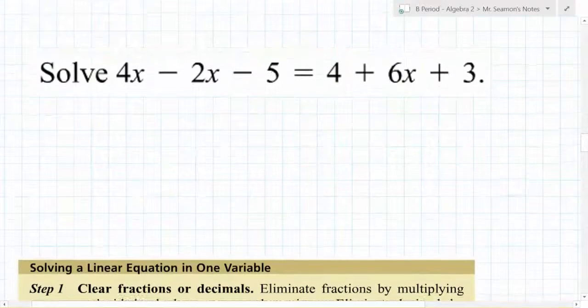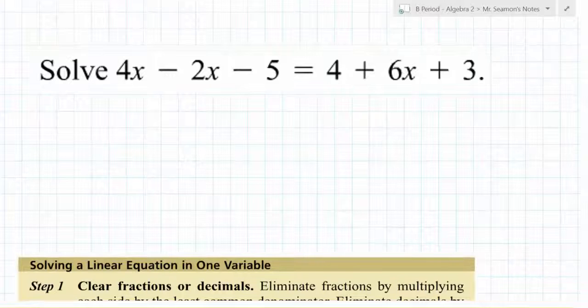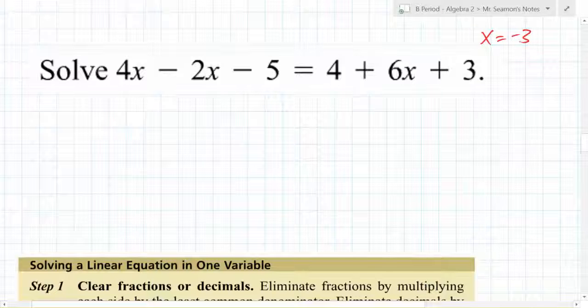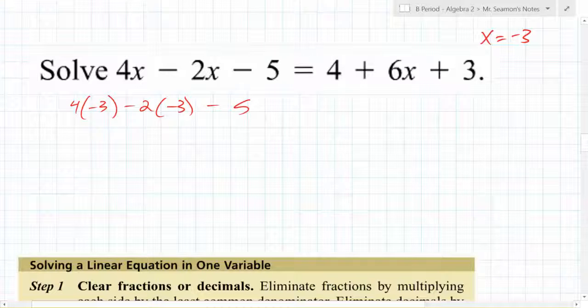One of them is solve equations. Solve that one for me as carefully as you can. You have a choice. Now, Chris, what do you got? -3. Who thinks x should be -3? So you have a friend over there. What can you do after you get an answer to see if it maybe is the right answer? You can plug it in, right? So you could check it. One way to check it is to look at the work, but another way in addition to that is to actually plug it in. 4 times -3 minus 2 times -3 minus 5. You want to know if that's equal to 4 plus 6 times -3 plus 3.